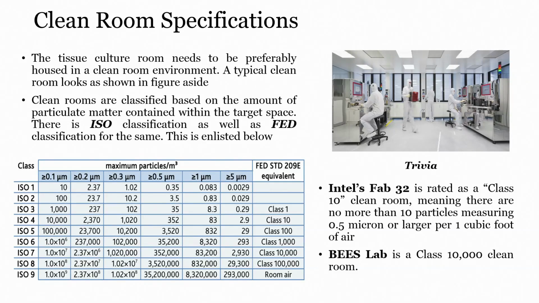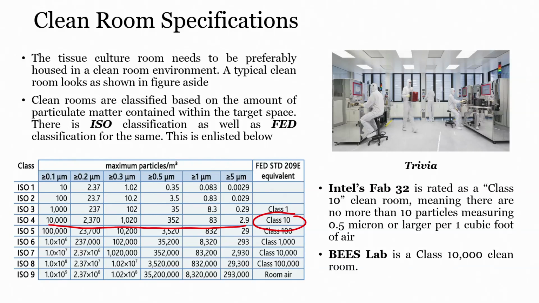But when we talk about a fab lab, that is an Intel fab, Intel Fab 32, that is rated as a class 10 clean room, and you see the class 10 clean room is here, right. So, it would have this particular specification. Then comes class 100, then class 1000, then class 10,000, then class 100,000, and then our laboratory which is cleaner, and that is our room air, right.